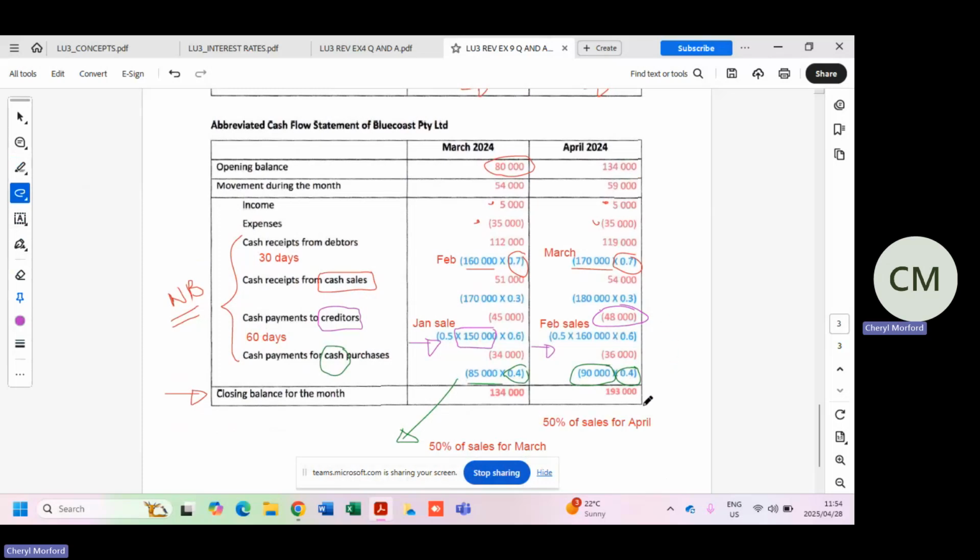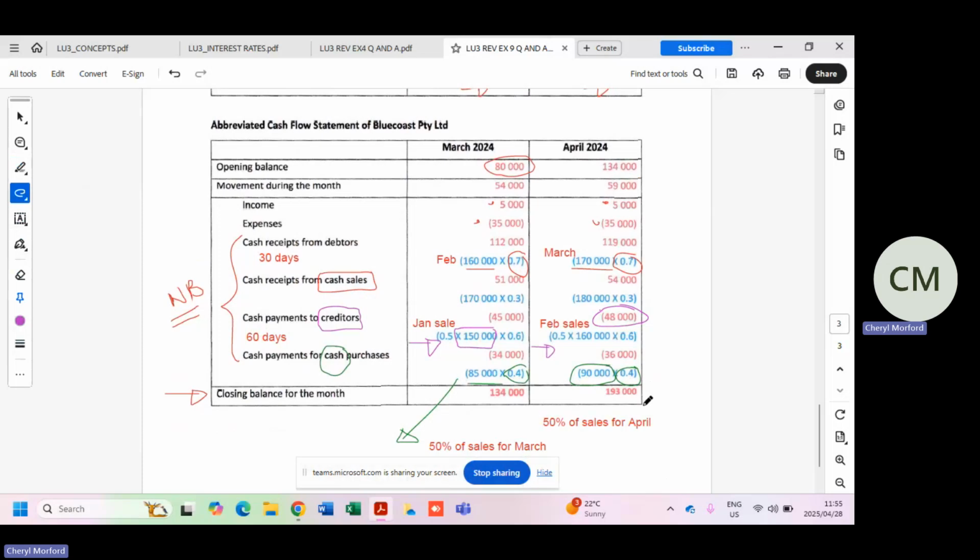Please pay attention here to when we have a payment. There must be brackets, because brackets indicate an outflow of cash. We don't want to go to all of this trouble, do all of our thinking and our calculation, get it all correct, and then bomb out at a very simple thing by adding things that we should be subtracting. So a positive number is a receipt of cash. It must be added. A negative number, indicated with brackets, is a payment. It will reduce the bank balance.